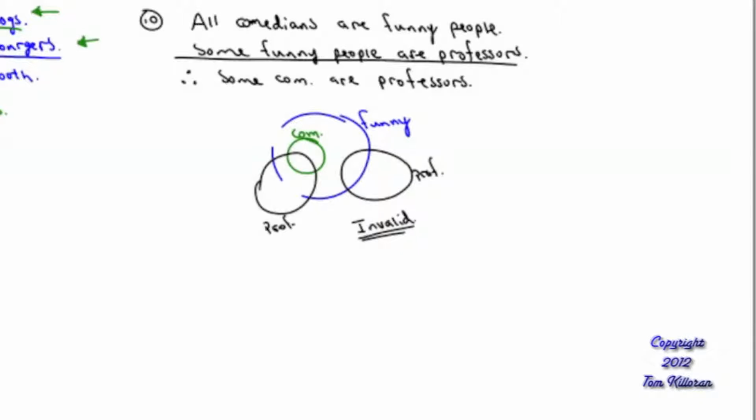No. Do number 12. You're getting ahead of me. Number 12, which is the same thing. All comedians are funny people. Some comedians are professors. Therefore, some funny people are professors. All they did was change some words around. Write that down.